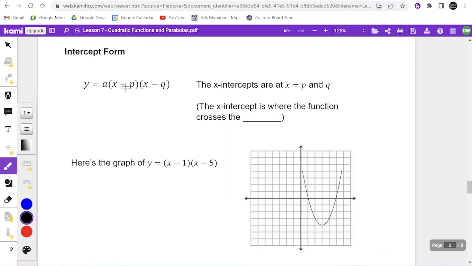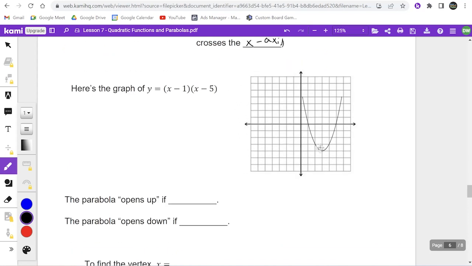Okay, then great. And now the last form we're going to look at today is called intercept form. Intercept form, again, is really good at finding the x-intercepts. We'll look at a few examples below. But the x-intercepts are where the function crosses the x-axis. So for instance, in this graph below, we clearly see that that happens here and here. And that's going to be at positive 1 and positive 5 if you count the grid marks.